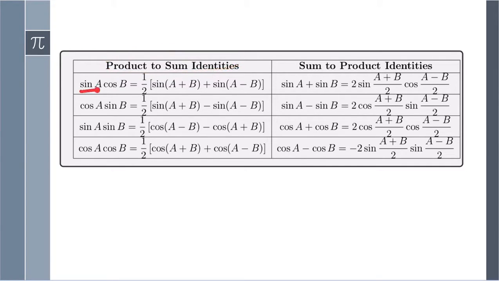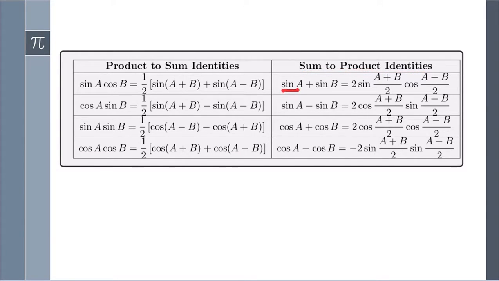If we have sine A times cosine B, then that is 1/2 times sine (A plus B) plus sine (A minus B). Similarly, if we have cosine A times sine B, then that is 1/2 times sine (A plus B) minus sine (A minus B). And if we have sine A times sine B, that is 1/2 times cosine (A minus B) minus cosine (A plus B). And similarly, if we have cosine A times cosine B, that is 1/2 times cosine (A plus B) plus cosine (A minus B). And similarly, we have the sum to product identities here.